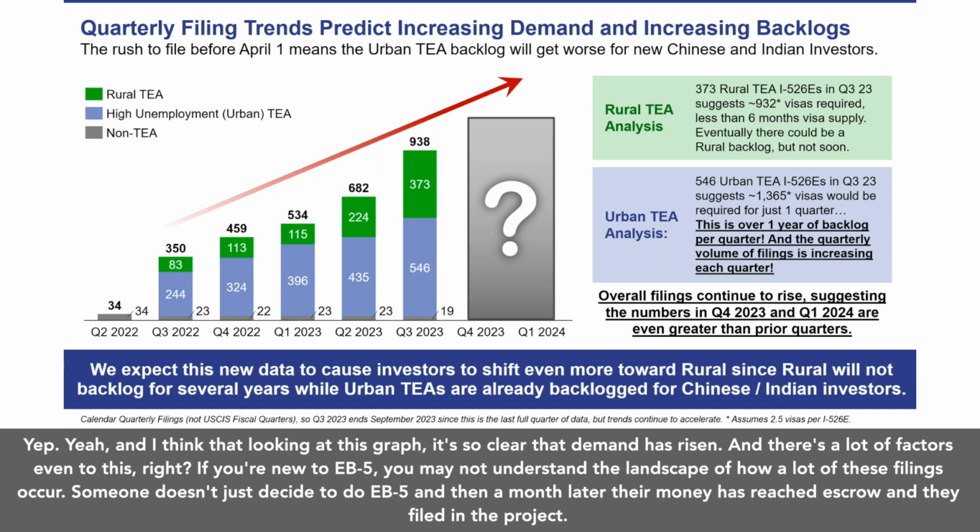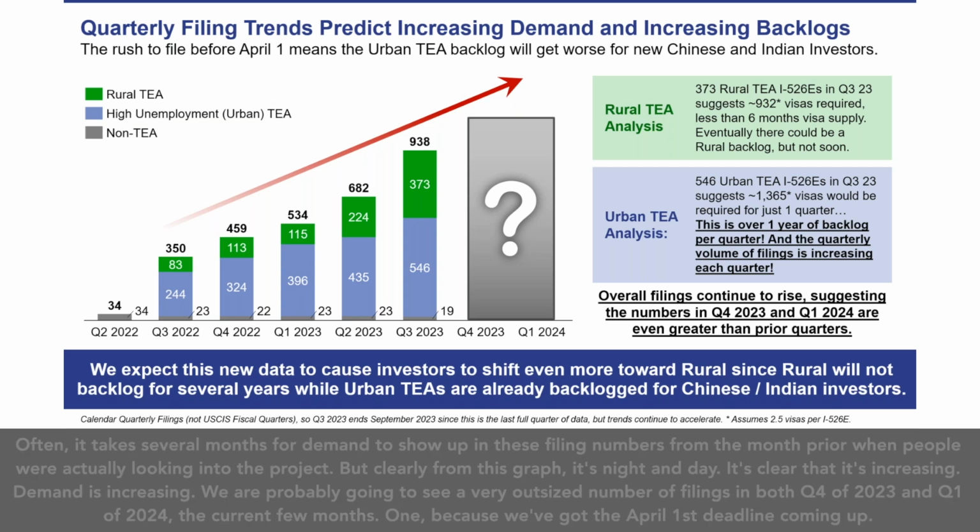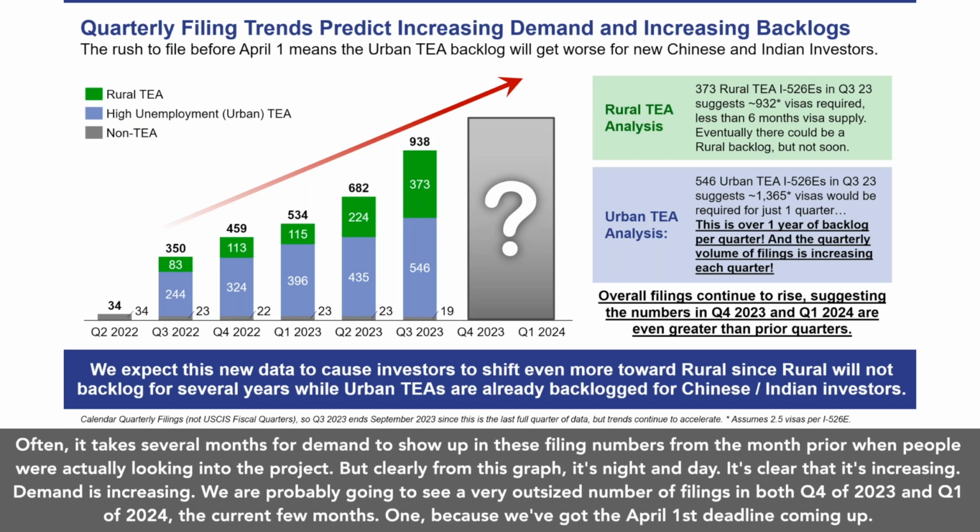Yeah. And I think looking at this graph, it's so clear that demand has risen. And there's a lot of factors even to this, right? If you're new to EB5, you may not understand the landscape of how a lot of these filings occur. Someone doesn't just decide to do EB5 and then a month later their money has reached escrow and they filed in the project. Often it takes several months for demand to show up in these filing numbers from the month prior when people were actually looking into the project. But clearly from this graph, it's night and day. It's clear that it's increasing, right?